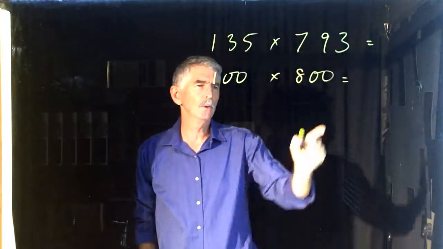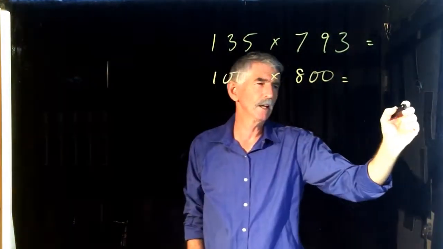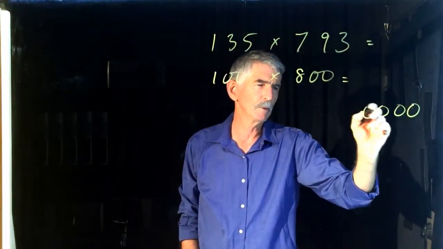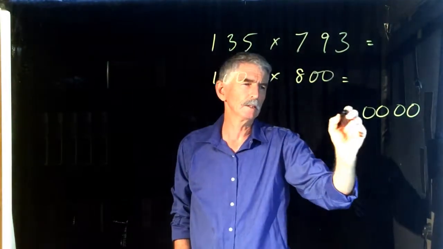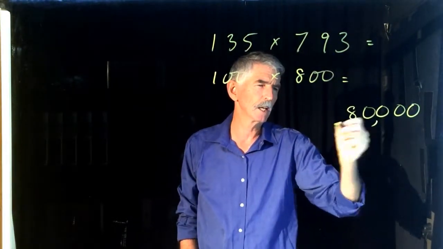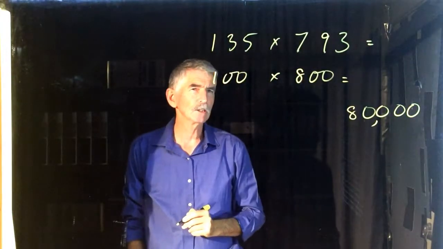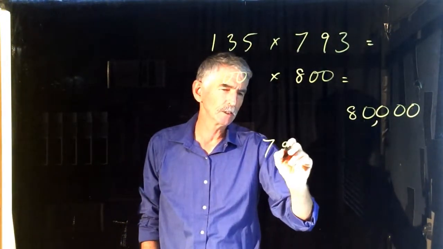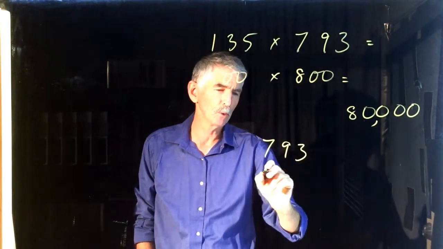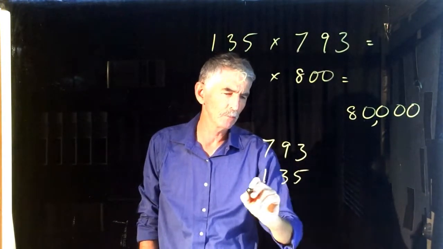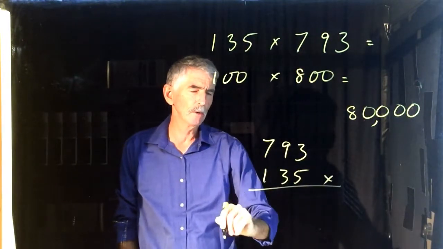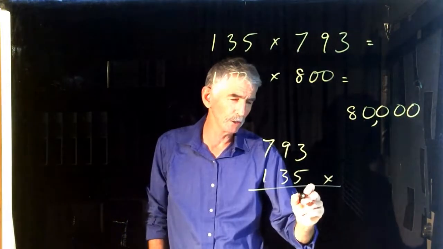And then we're going to do our multiplication. So I'm putting down 2 zeros, and I'm putting down 2 zeros that come from over here. 8 times 1 is 8, and my answer is going to be roughly 80,000 or greater. So let's just check to see if that's going to be right. 793 multiplied by 135. Now because I have no zeros in the bottom row here, I'm going to use 3 rows when I do the calculation.